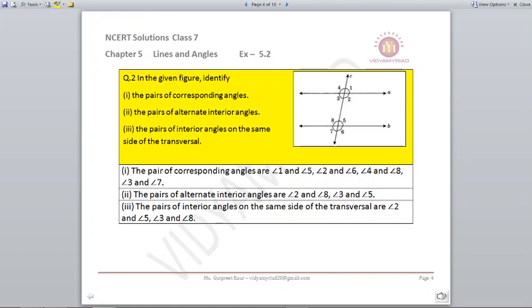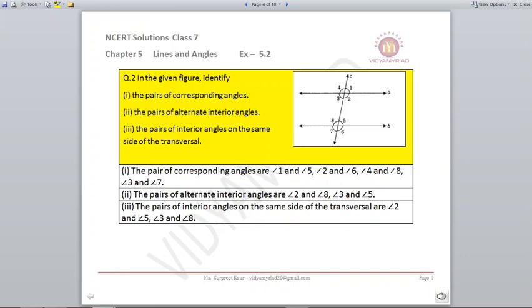What are alternate interior angles? If you see, alternate means crossing. If one is on the right side, the other is on the left side on the other line. Then if one is on the left side, the other is on the right side on the separate lines A and B. So that means angle 3 is equal to angle 5 and angle 2 is equal to angle 8. They are alternate interior angles.